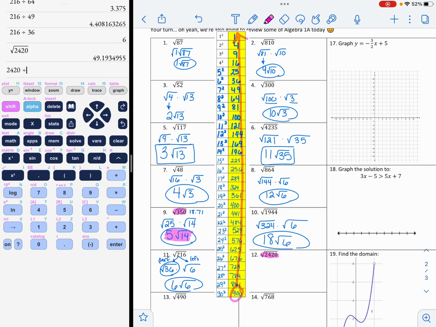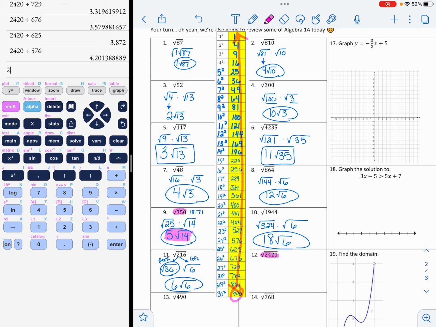2420 divided by 900. Did it work? No. Okay, 2420 divided by 841. Did that work? Yes, just kidding. 2420, what do I do now? Divide by 784. Oopsie. Did that work? Nope. 2420 divided by 729. 2420 divided by 676. This is good. And next, 2420 divided by 625. Did it work? No. 2420, 576. Answer.